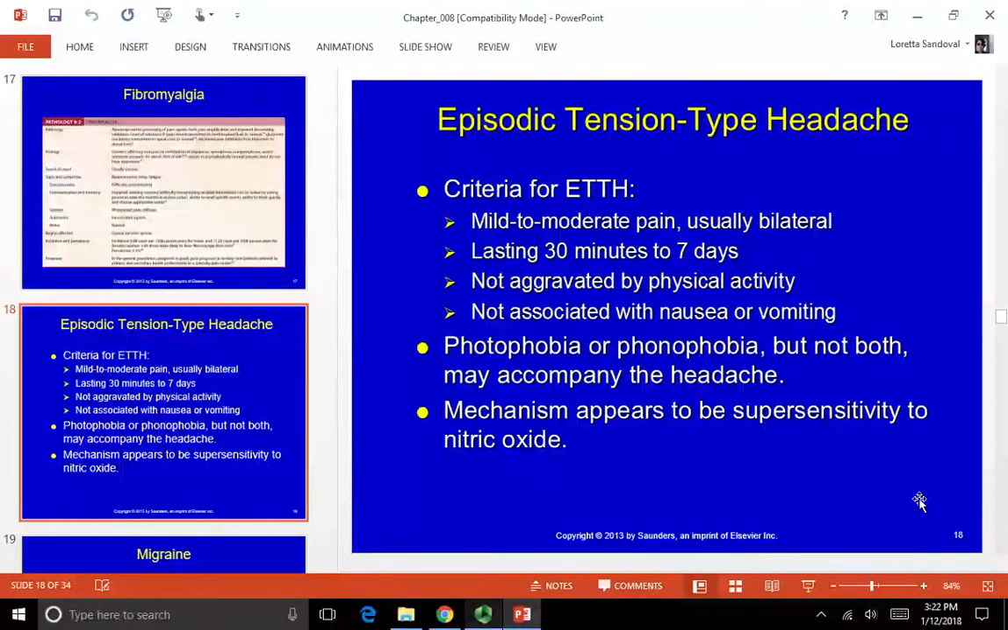So, an interesting phenomenon, and you can see where it's distinct from migraine. So that's what I want you to get out of this. If I gave you some headache symptoms, like it's bilateral, and here's how long it lasted, and here are the associated symptoms, I would like you to be able to identify whether it's a migraine or an ETTH type headache.